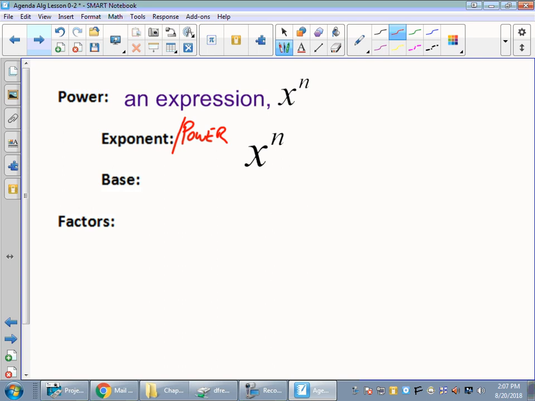What that is, that's the top number up here, this little guy right up here. That is your exponent. And then the base number is the bottom number, the bigger number. That's the base number.